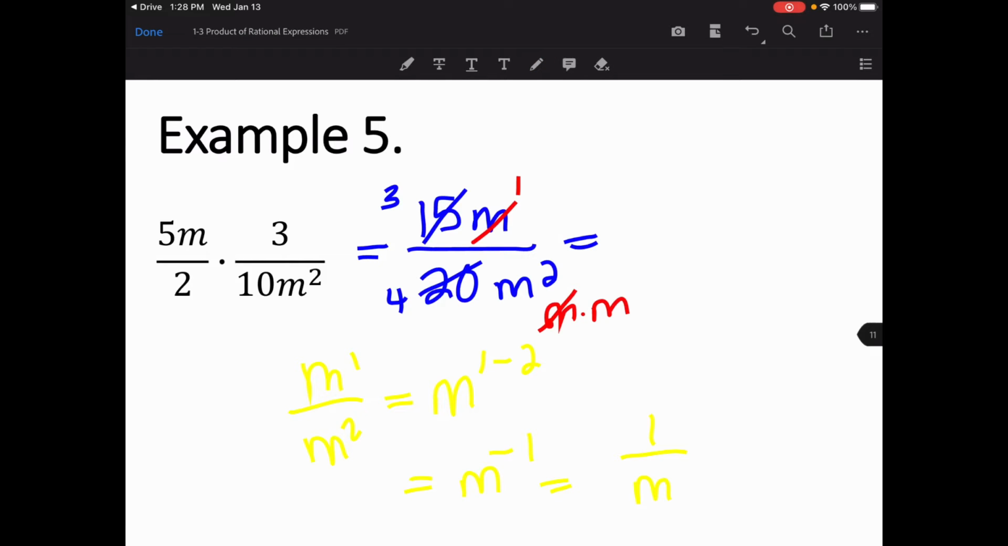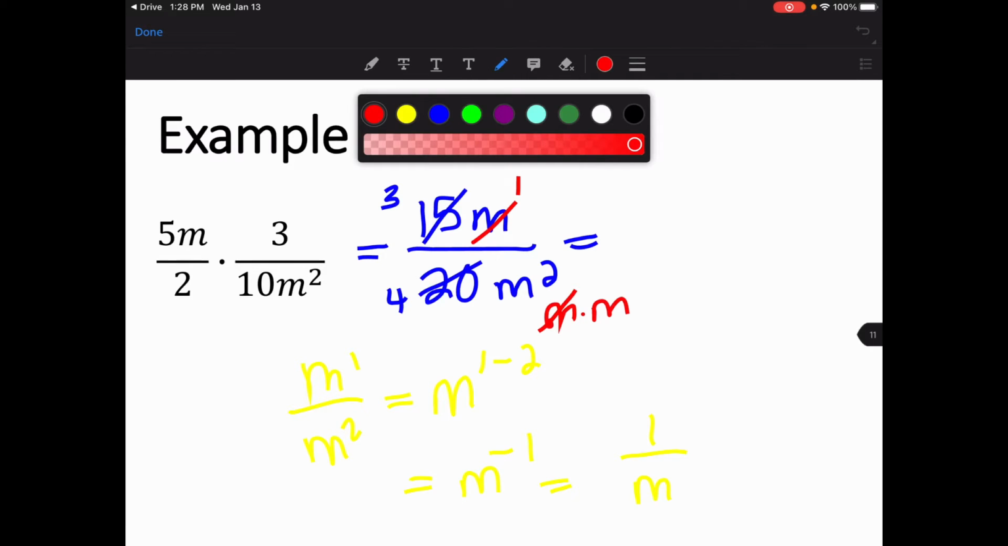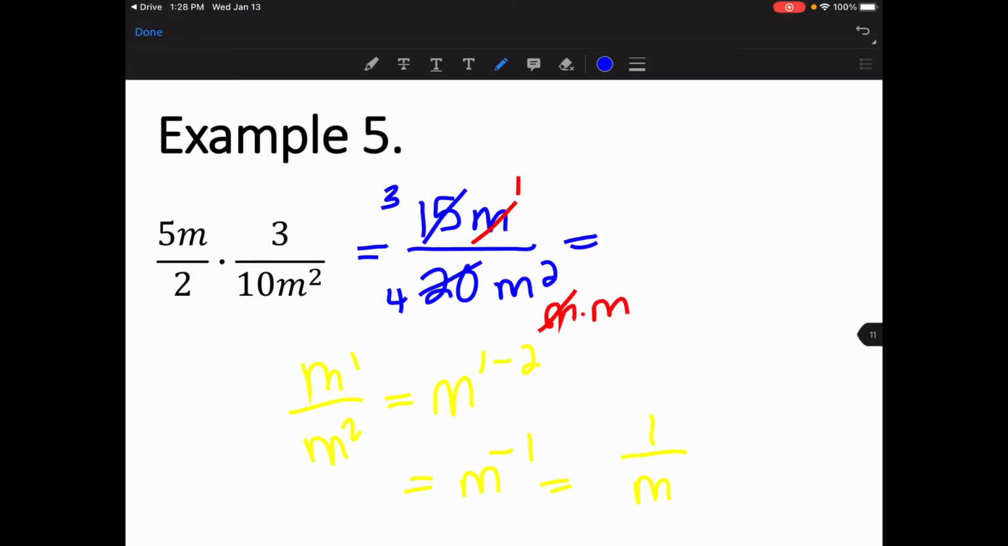Now that I've simplified it, let's look at what we have left. 3 times 1 gives me 3, all over 4 times m is 4m. Therefore, 3 over 4m is my answer. Alright, any questions?